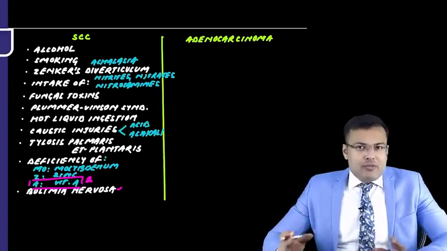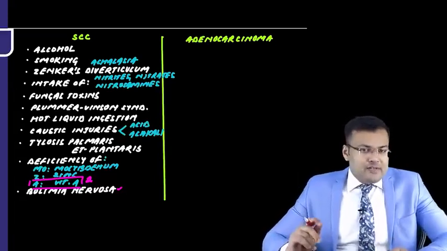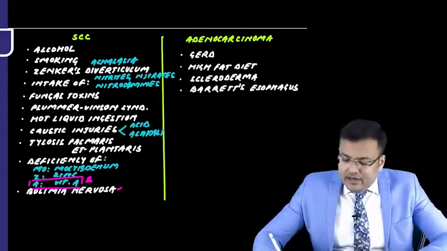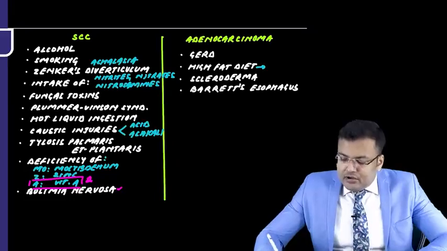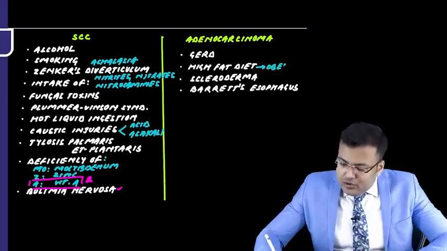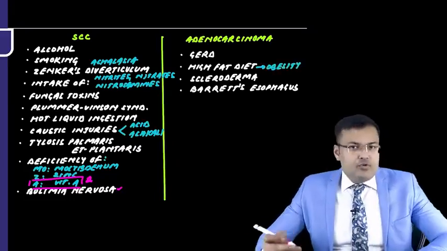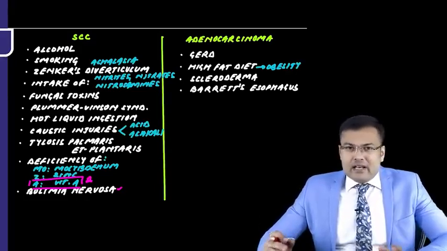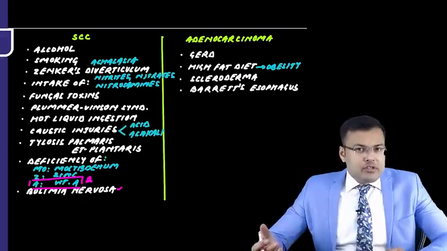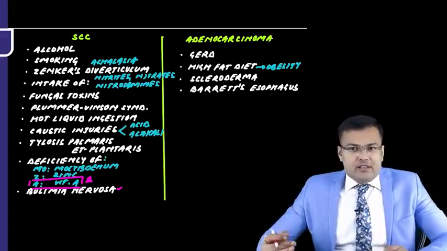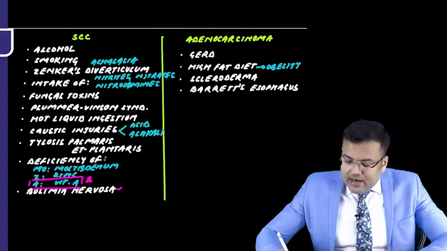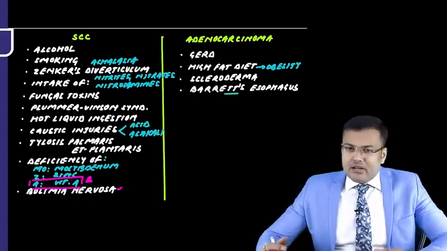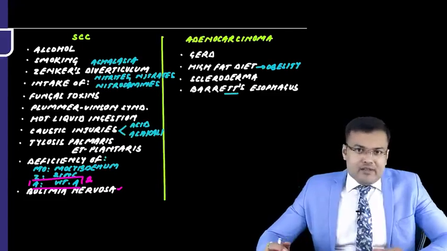In adenocarcinoma, you will notice that most of the risk factors revolve around GERD. So first, GERD. Second, if the patient is taking a high fat diet, obviously high fat diet as well as obesity both increase the risk of adenocarcinoma. Scleroderma, which is characterized by smooth muscle atrophy, also has increased risk of GERD, and Barrett's esophagus is a pre-malignant condition and increases the risk of adenocarcinoma. So these are the risk factors.